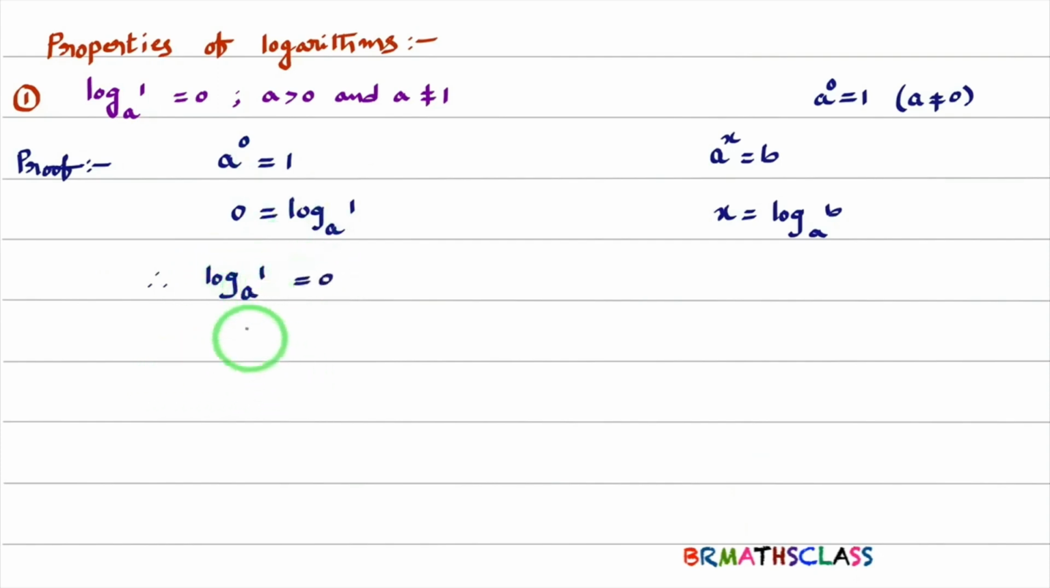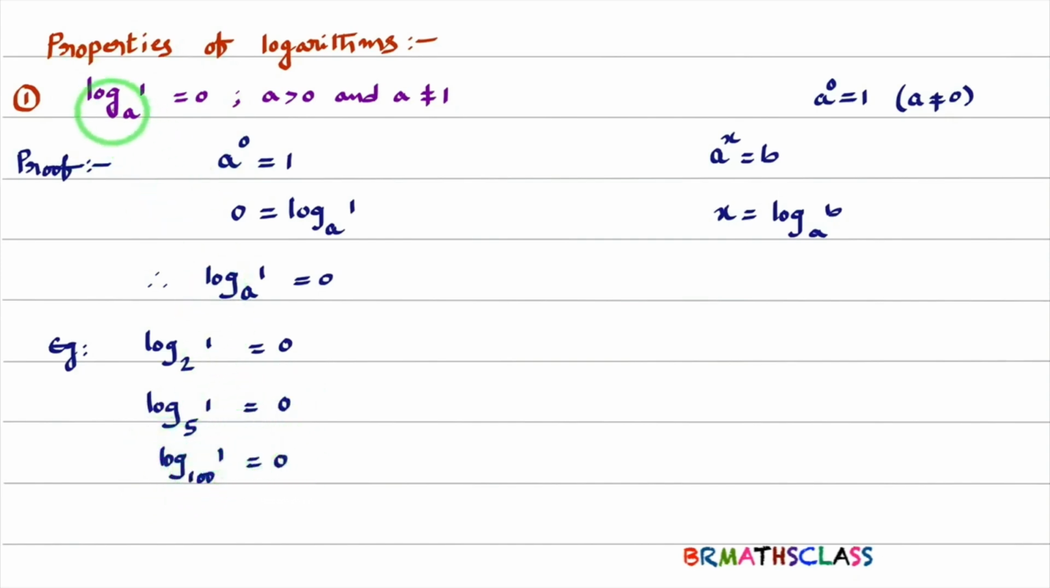From now onwards, we use this property as a formula. For example, suppose log 1 base 2 is there. What is the value of log 1 base 2? As per this property, its value will be 0. Directly you can write. And you see log 1 base 5. Its value is 0. Log 1 base 100, what is its value? Its value is also 0. So what you learn here is log 1 base a is 0.